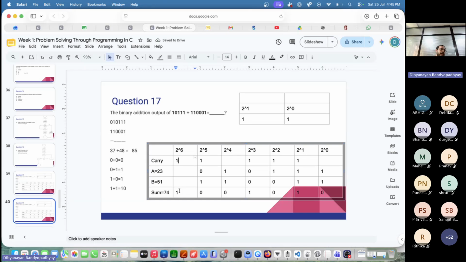So similarly, you do the decimal addition. Let's suppose you are doing 5 plus 6, 11. You place 1 here and take carry 1. Then there is nothing to add, so you directly place the 1 here. Think of it like that. I think it is clear, right? Any other questions?